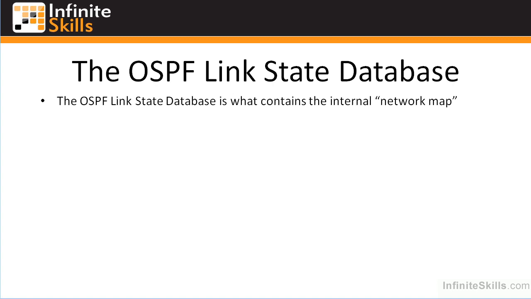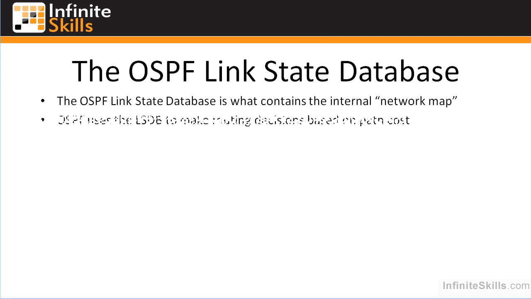You'll recall from our overview of OSPF that all link state protocols have a network map in the memory of the router. And that network map is how link state routing protocols are able to make efficient routing decisions and swap routes out very quickly in the event of a link failure. OSPF uses the link state database to make its routing decisions based on path cost.